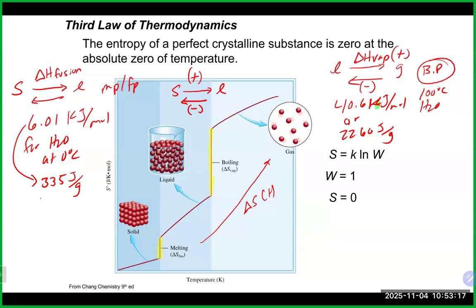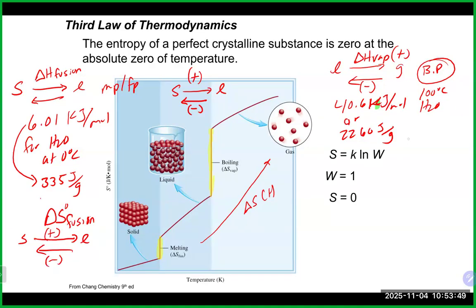As we will also see as we continue through this chapter, there is the entropy of fusion. The entropy of fusion is the entropy change that occurs as you're transitioning from solid to liquid, or liquid to solid. And as you go from solid to liquid, it should be a positive number, and it should be a negative number heading in the other direction.